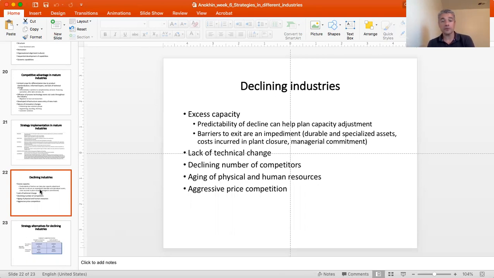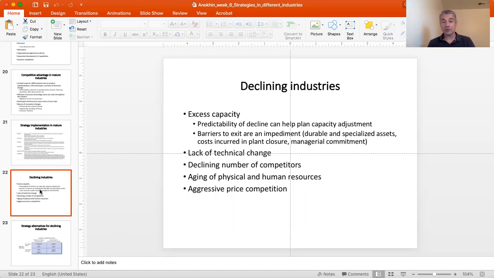So it's one thing if you can predict industry decline easily, you can adjust your capacity. If it's not possible or hard, or if there are barriers to exit in place, right? Maybe you have highly specialized assets that are very durable. You haven't amortized them just yet. There are costs incurred in plant closure, environmental protection and whatnot, managerial commitment to a specific line of business. You're in trouble, right? There's lack of technical change, so you cannot expect all of a sudden to win new customers by coming up with better technology.